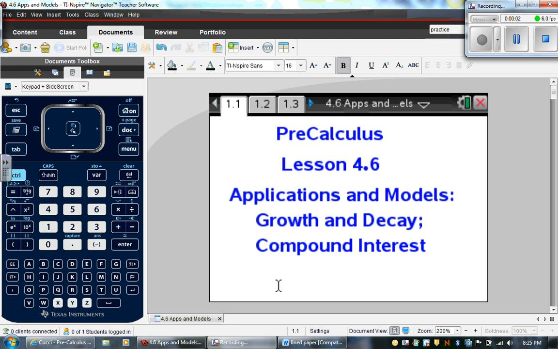This lesson is for Mrs. Cucci's College Now Pre-Calculus class. We are on lesson 4.6, Applications and Models, Growth and Decay, and Compound Interest. So go ahead and open up the document on your calculator and we'll get started.